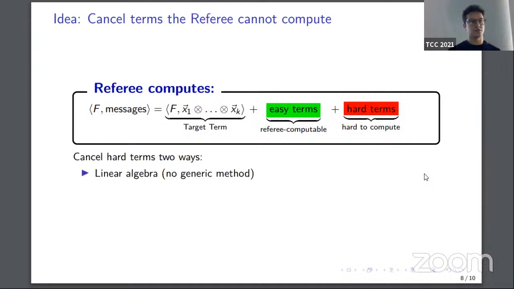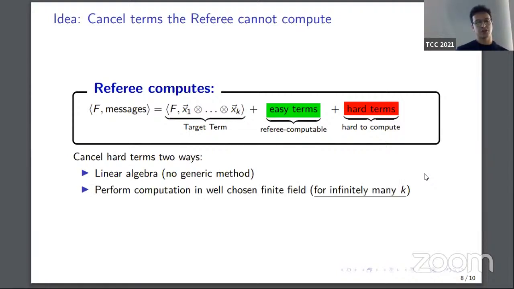We can do it two ways. The first one is by doing elimination. So Gaussian elimination with well-chosen subsets of parties, but we don't have a generic method for that. So we have to verify it experimentally, but we have a generic method for something more subtle, where if we perform the computation in a well-chosen finite field, the hard terms are going to evaluate to 0 modulo k+1 when k+1 is a prime power.